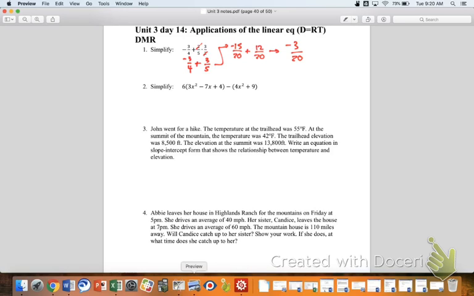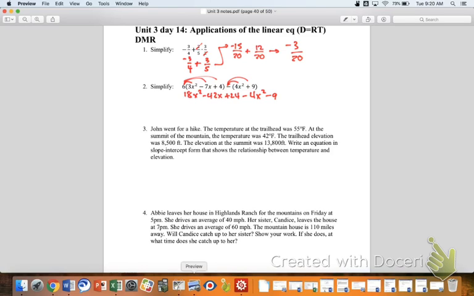Okay, then number two, we've got some distributive properties to take care of. So the 6 gets distributed, giving me 18x squared minus 42x plus 24. Minus 4x squared minus 9, that minus sign also gets distributed to both terms inside the binomial. We'll talk about that terminology later. And then we add our like terms.